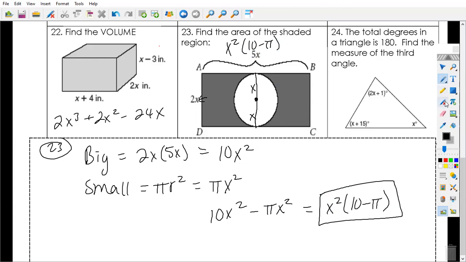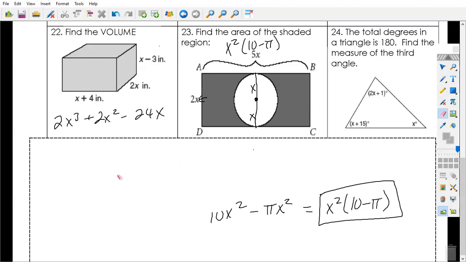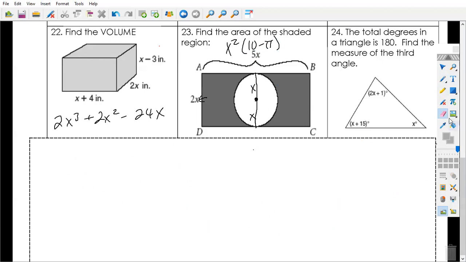All right, last but not least is an example of when you have enough information to solve for your variable. So this time I should get a numerical answer. We're on number 44. So in 24, it says the total degrees in a triangle is 180. Find the measure of the third angle. Do y'all remember that from geometry? The interior angle sum is 180. Just the sum of all three angles has to equal 180, right?